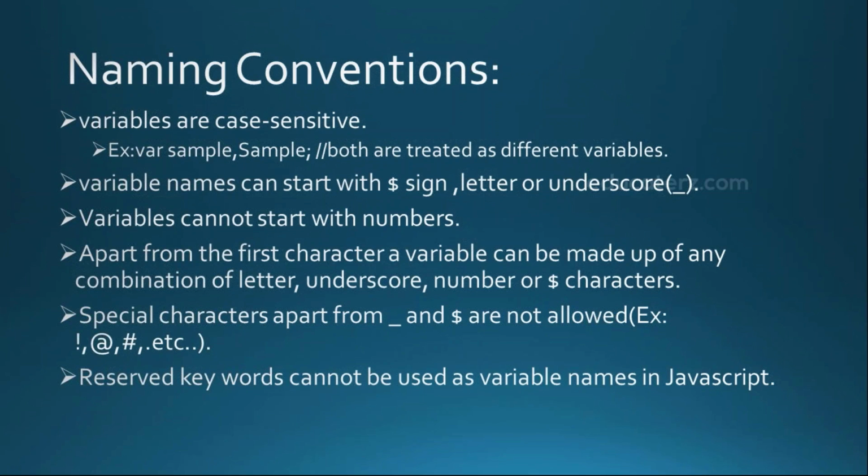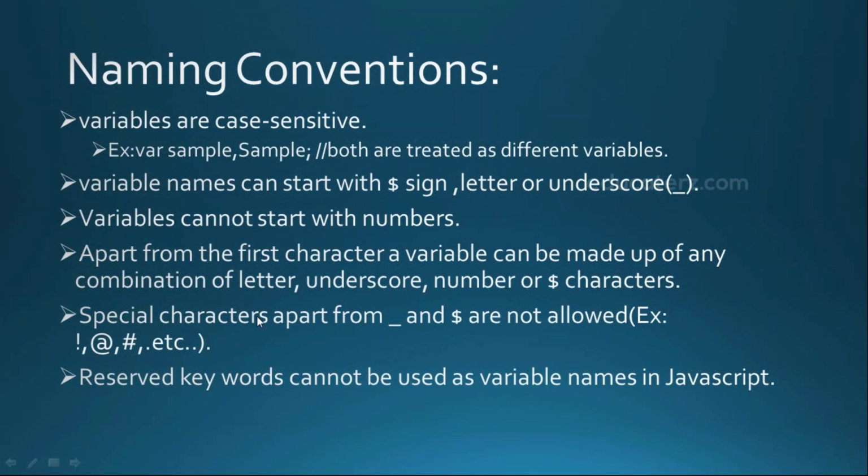In JavaScript, variable names can start with $, a letter or an underscore, but they cannot start with numbers. Apart from the first character, a variable can be made up of any combination of letters, underscores, numbers or characters. In the first character, we can use $, a letter or an underscore. Apart from the first character, we can use numbers also in the variable.